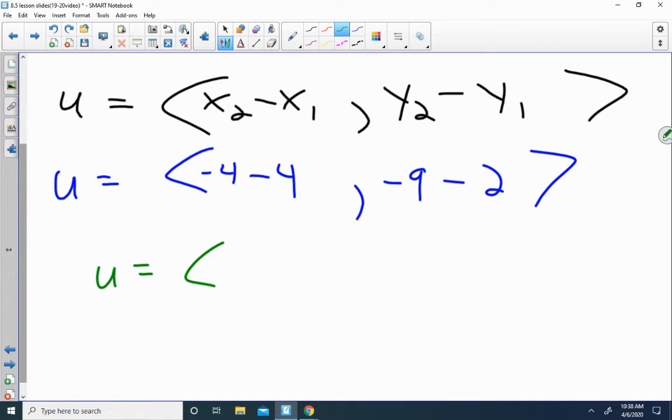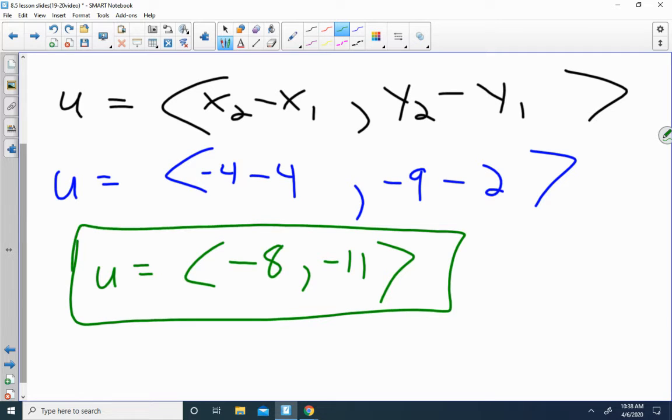First, we'll do -4 minus 4 to give you -8. And then -9 minus 2 will give you -11. And that's your component form. Easy peasy. All right, so now you know how to find the component form.